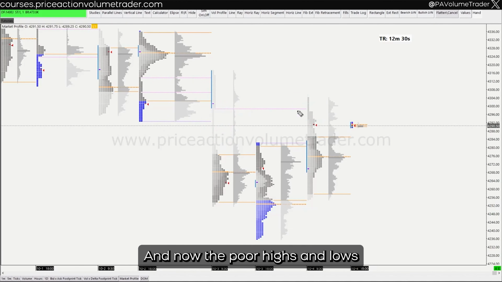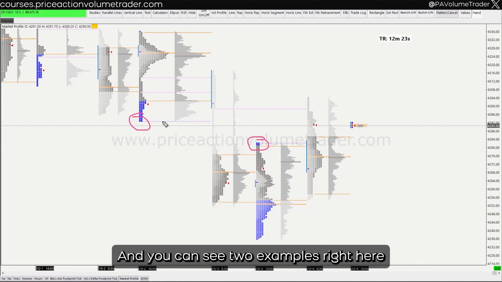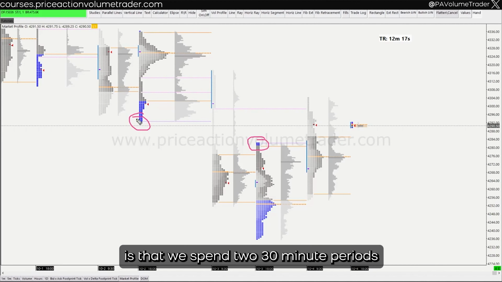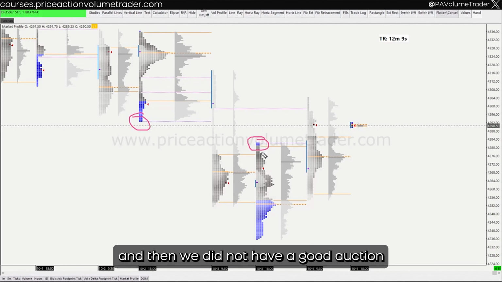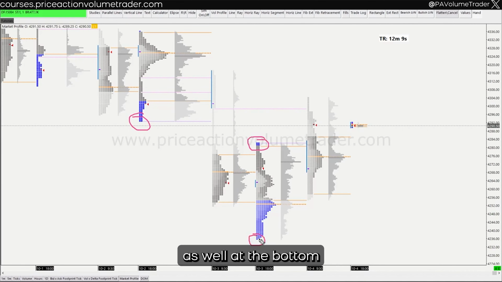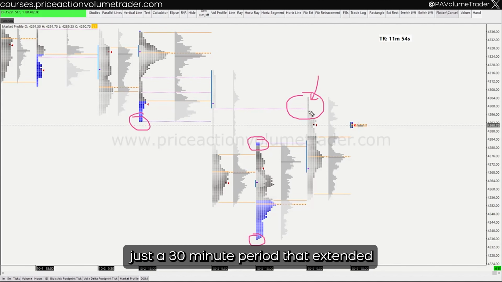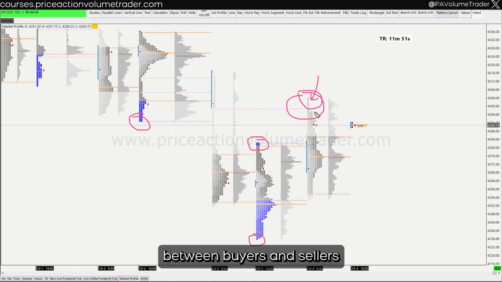And now the poor highs and lows, I have them marked with purple dots right here. You can see 2 examples. What this means is that we spent 2 30-minute periods at this exact price, and then we did not have a good auction. This is not a very good auction at the bottom, but this is a good one. You can see right here we have what we call excess, where we have a tail of just a 30-minute period that extended, meaning this was a well-auctioned extreme between buyers and sellers.